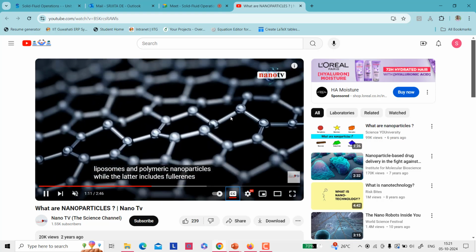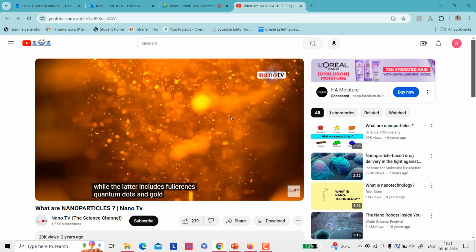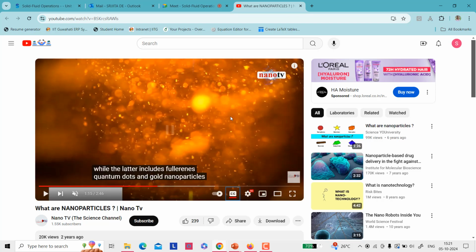Fullerenes and quantum dots are formed from carbon. Quantum dots are formed from any kind of semiconducting material. Gold nanoparticle means it is made of gold. There are other types of nanoparticles like silver, any metal particle. If it is in a smaller size, you can call it a nanoparticle. That is silver, platinum, silica, titanium, like this. And the organic nanoparticles are liposomes, which you will get in our body, right?